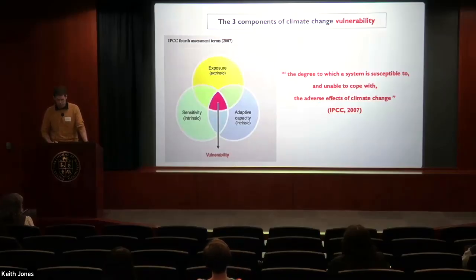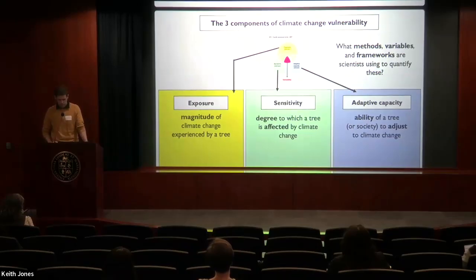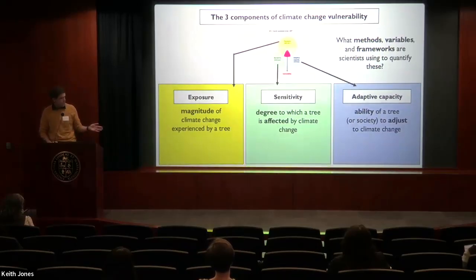So what do these refer to? In the simplest terms, exposure is the magnitude of climate change experienced by a tree, which you quantify using climate data. Sensitivity is the degree to which a tree is affected by climate change, which is whatever variable you're measuring about the tree in your study. And then adaptive capacity is the ability of a tree, or society itself, which manages these trees, to adjust to the pressures of climate change.